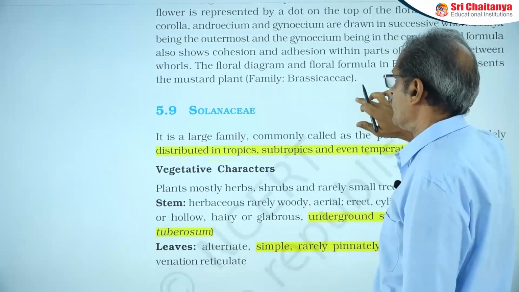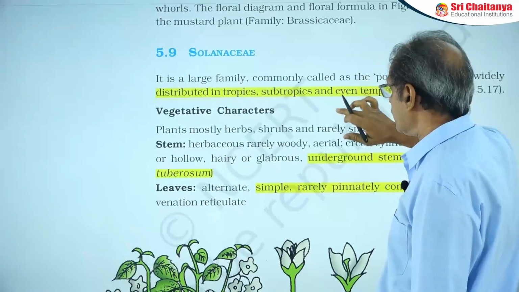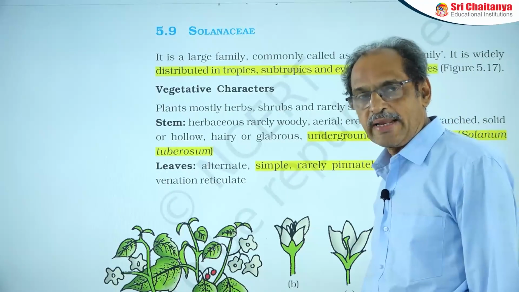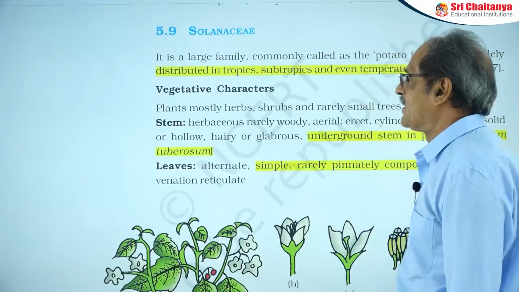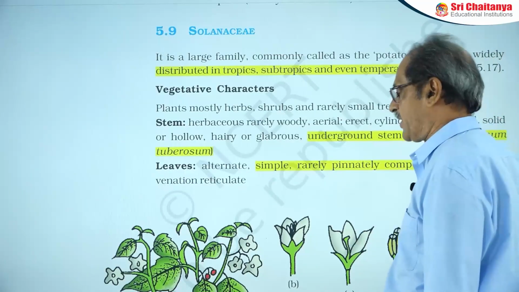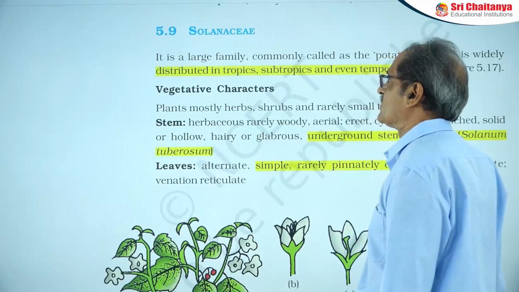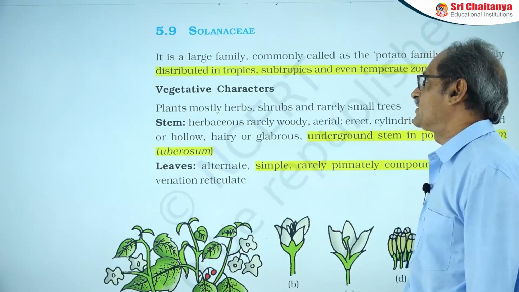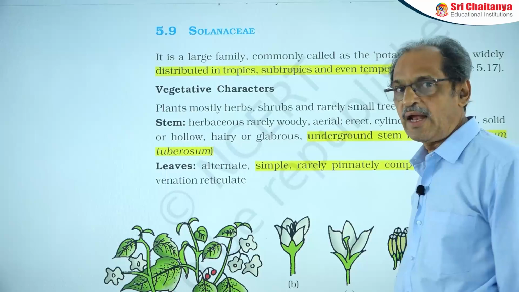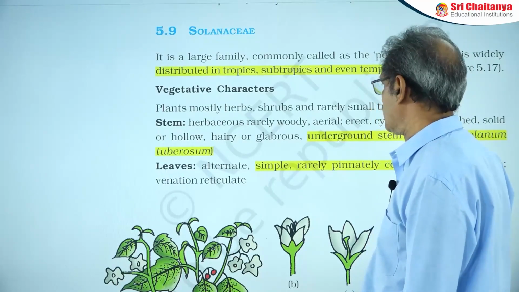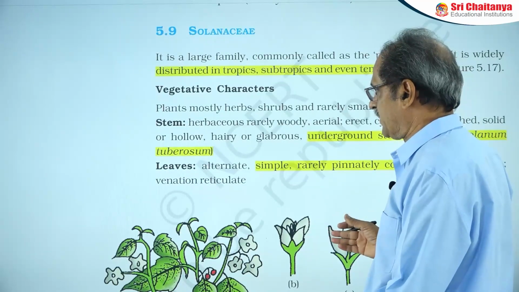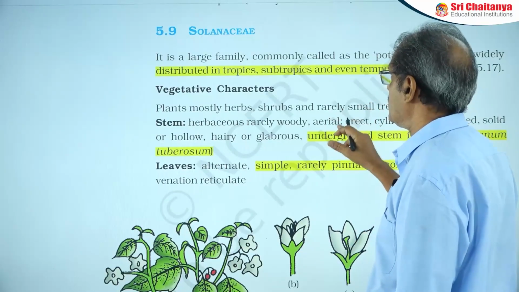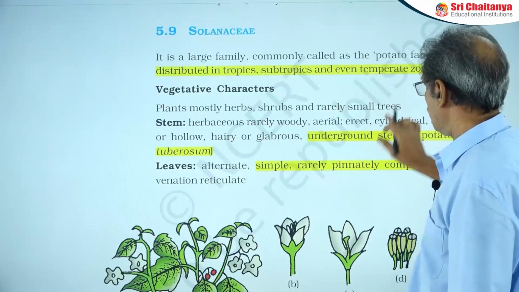In the NCERT textbook, only one family is mentioned, Solanaceae. But as far as NEET is concerned, different families are described in the syllabus: Brassicaceae, Malvaceae, Fabaceae, Solanaceae, Asteraceae, Liliaceae and Poaceae. I gave this information at the last in the form of a comparative table. But here this is Solanaceae, and this is the distribution.